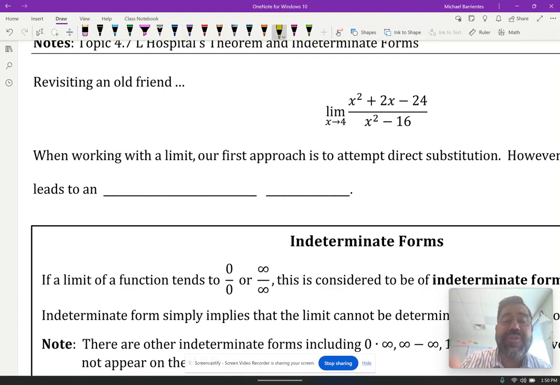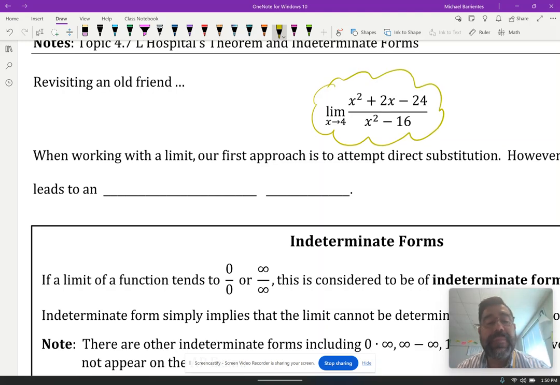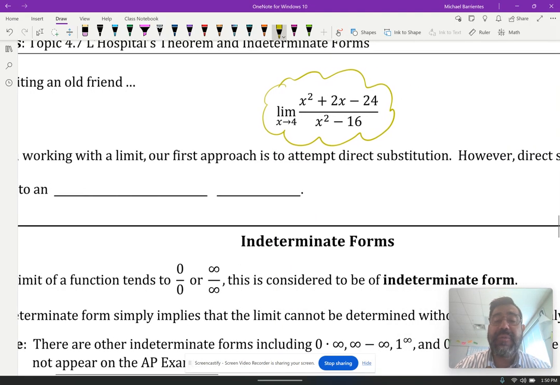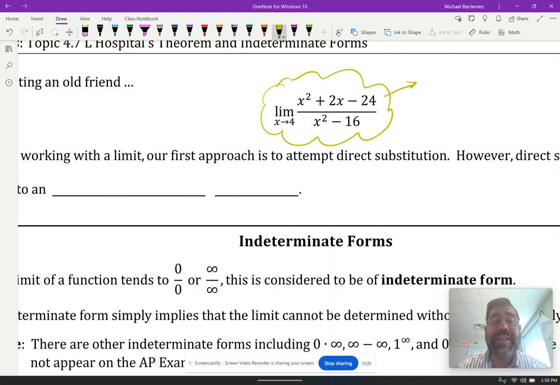Anyway, as we start, let's remember from Unit 1 that whenever we're taking a limit, the very first thing you should try to do is direct substitution. So I'm looking at this limit and I'm going to try direct substitution. Remember that whenever you are taking the limit of a ratio, a fraction setup, always take the limit of the top separate from the limit of the bottom.